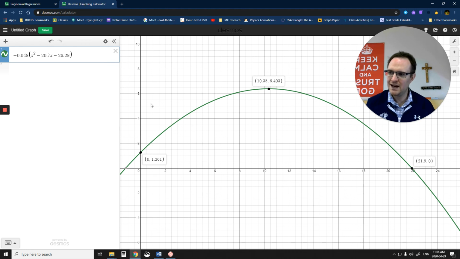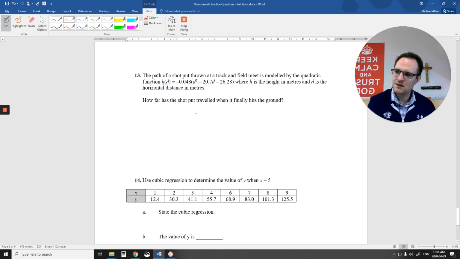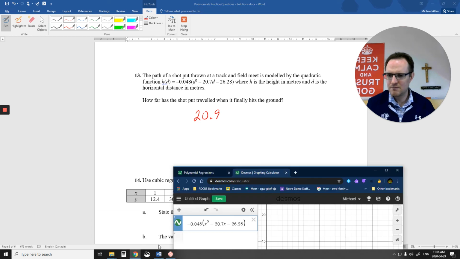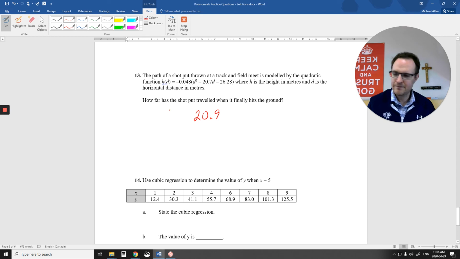Remember, the y-axis is the height. So if my y is 0, then this other number, the x value, is 21.9. That's my horizontal distance. So what does that say? Was it 20.9 or 21.9? Oh, 21.9, my bad. 21.9, and this was in meters. Horizontal distance in meters.